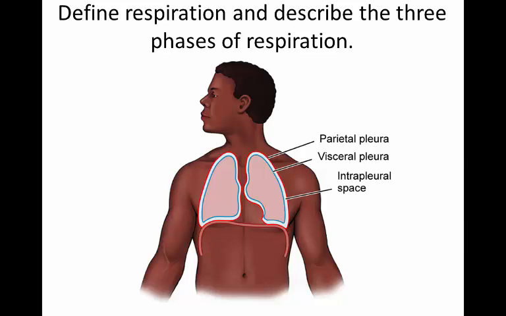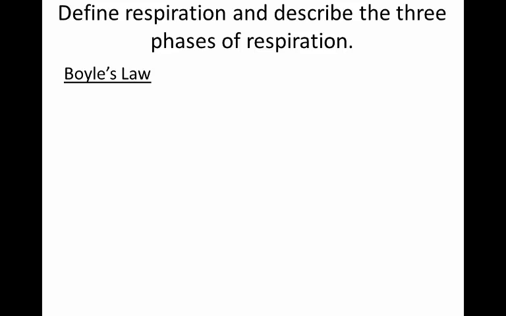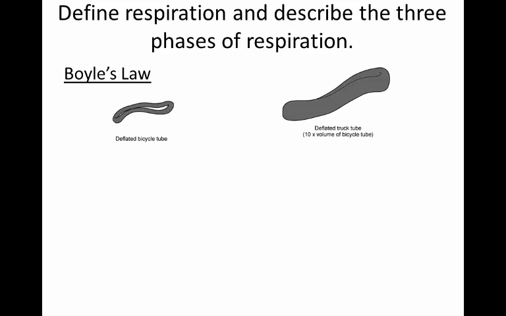This is important to understand because as we breathe or undergo the process of ventilation, we will be discussing changes to the pleura and the intrapleural space in terms of pressure. Another important background concept is Boyle's law. Boyle's law relates two variables to each other: volume and pressure. So let's look at an example of tires in order to understand Boyle's law better.